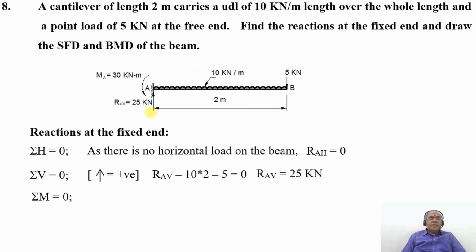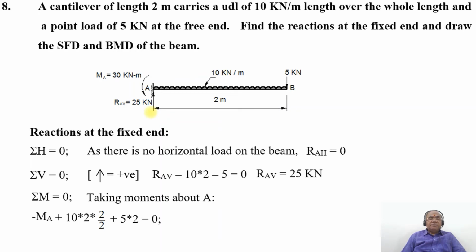Now we are going to take up the bending moment. So the sum of moments, sigma M, will be equal to 0, taking the moments about the point A. The clockwise moment is positive, so the reactive moment, which is in the counterclockwise direction, should be negative. So minus MA plus 10 into 2 into 2 by 2 plus 5 into 2 will be equal to 0.